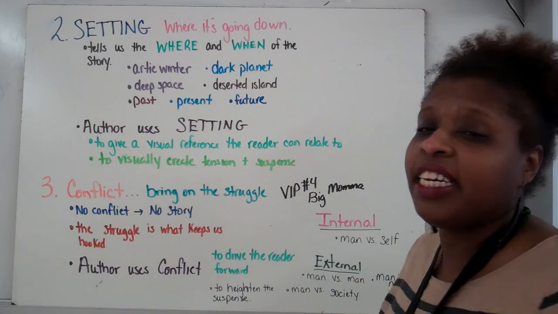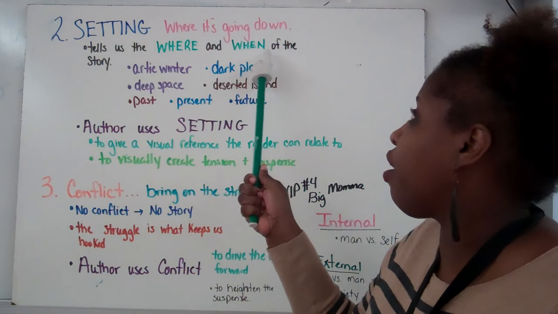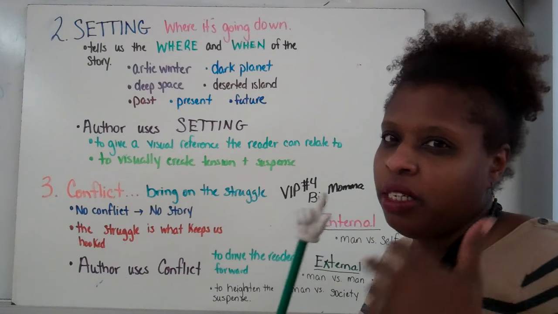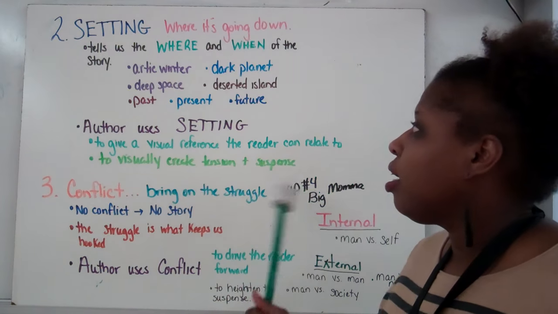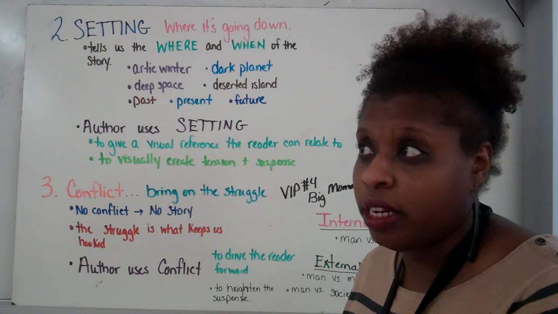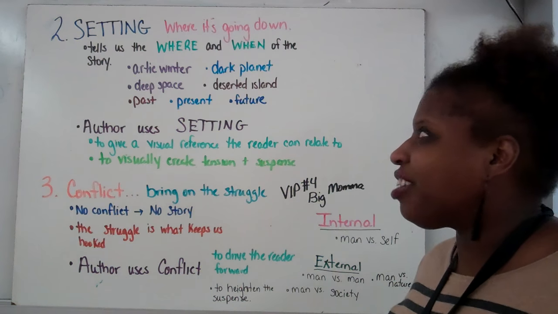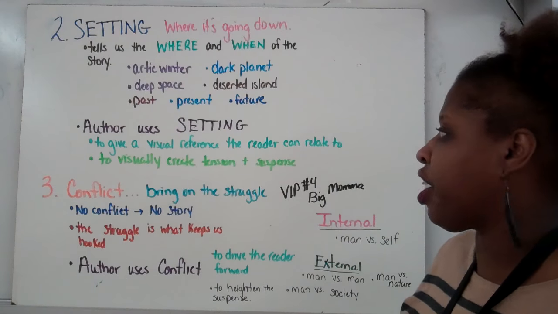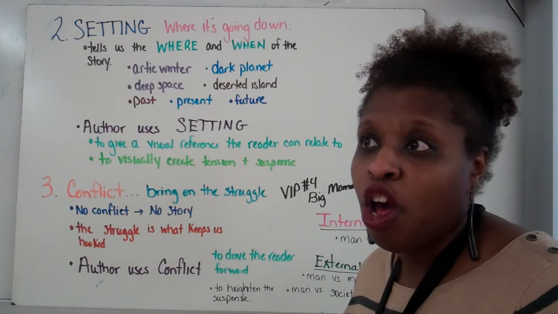The next device is setting. Setting is where it's going down. Setting tells us the where and the when of a story. For example, the Arctic winter, deep space, Quantico, Virginia, FBI, past, present, the future, a dark planet, a deserted island, a damp basement. All these are setting. And the author uses setting to give us a visual reference that the reader can relate to. And it visually creates tension and suspense for us.